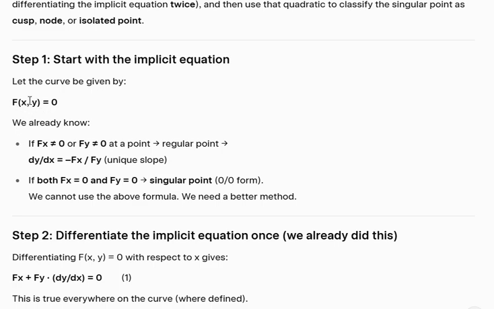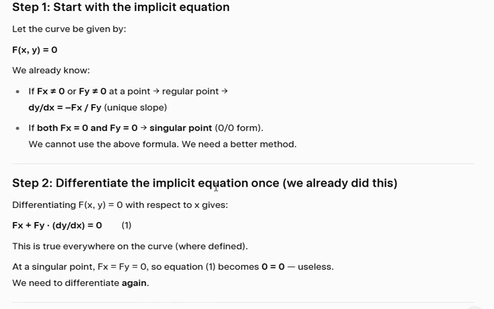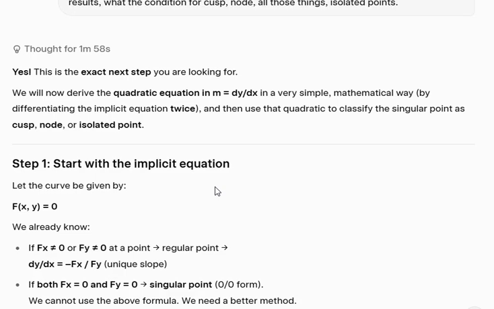Suppose the curve is given by f of x y is equal to 0. We already know that if f of x is not equal to 0, you can get a regular point, and you can get a unique slope. But if both the derivative of f with respect to x and the derivative of f with respect to y are 0, you can get a singular point. Okay, we already know these things.